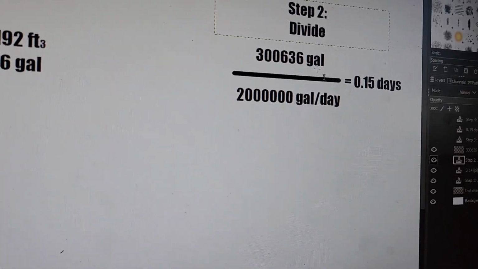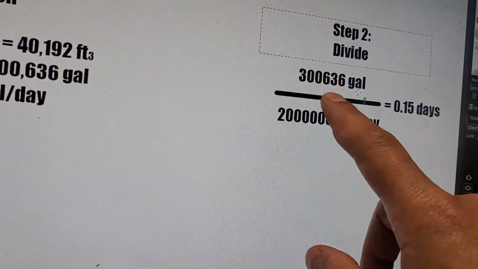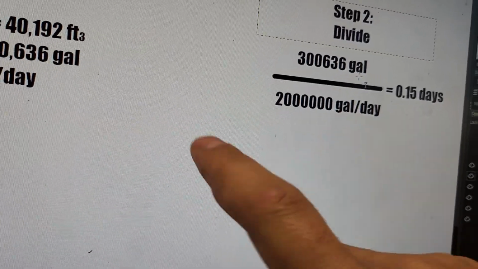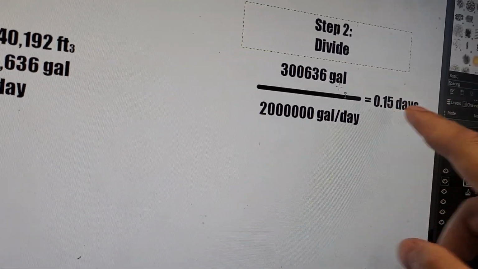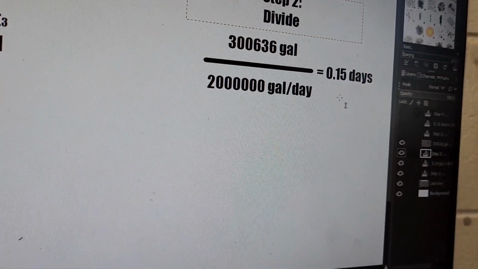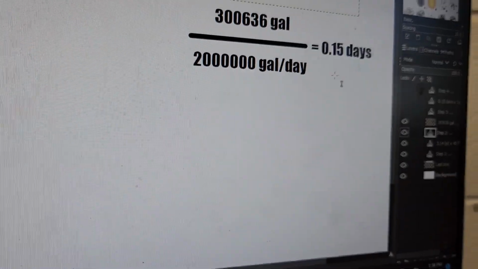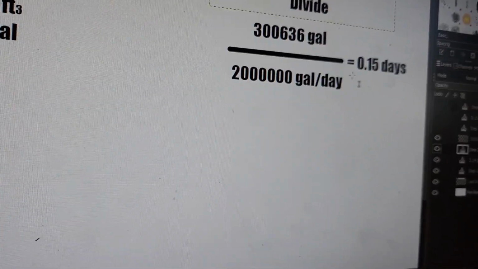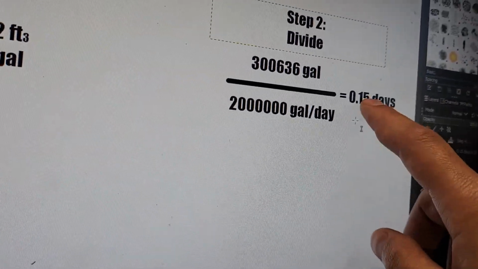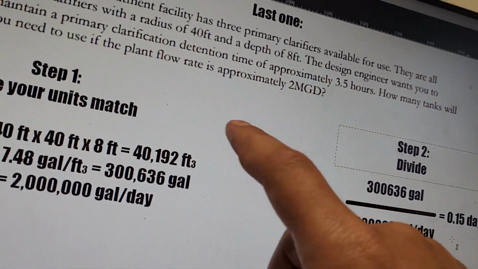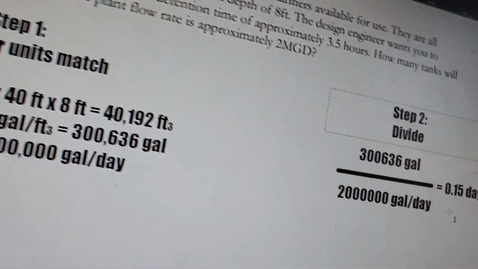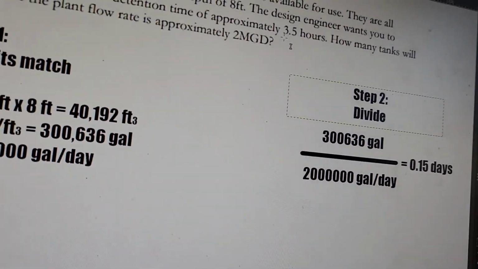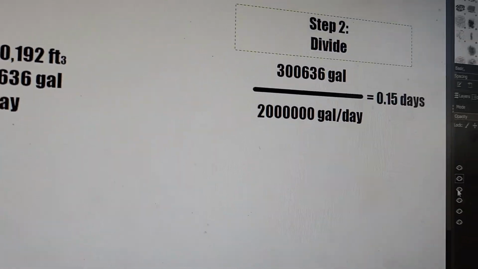But realistically, you have a calculator, you put 300,636 over 2,000,000, and you're going to get your answer, which is 0.15. Just pay attention to your units, and on your scratch paper, keep track of your units, because you don't want to lose your units and then say, oh, it's 0.15 hours. We actually need, like, 24 clarifiers to get our detention time the way it is.